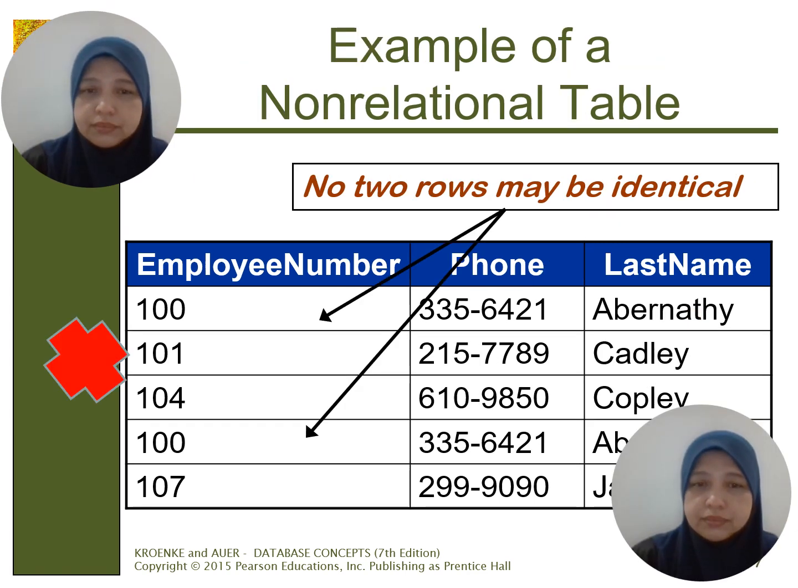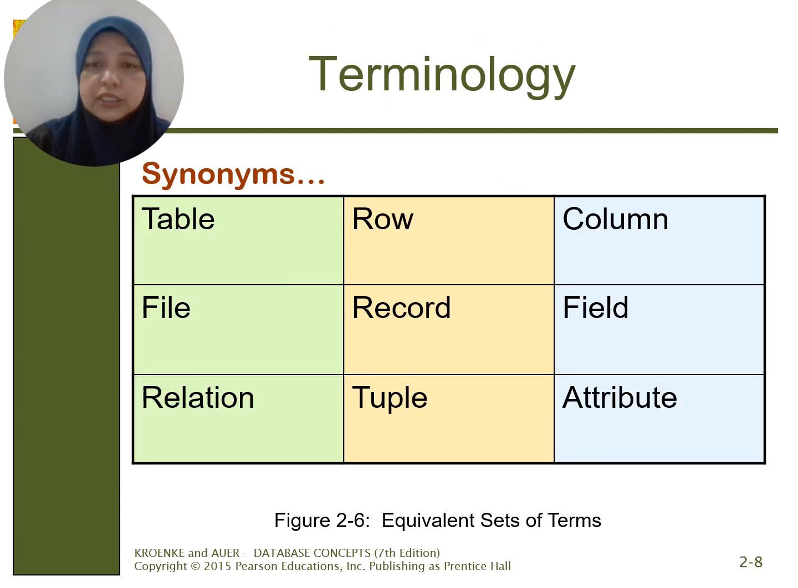All right. Example of no two rows may be identical. You have 100 here, you also have another 100 here. So it cannot. This is a non-relational table. Okay. So this is the terminology of a database, right?